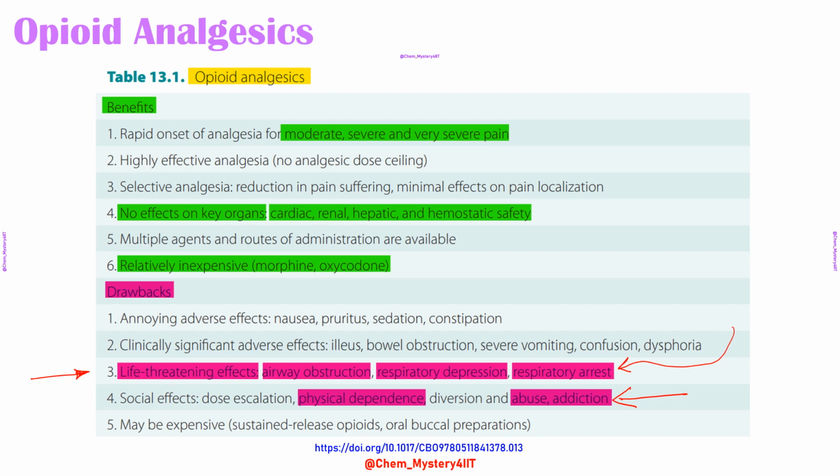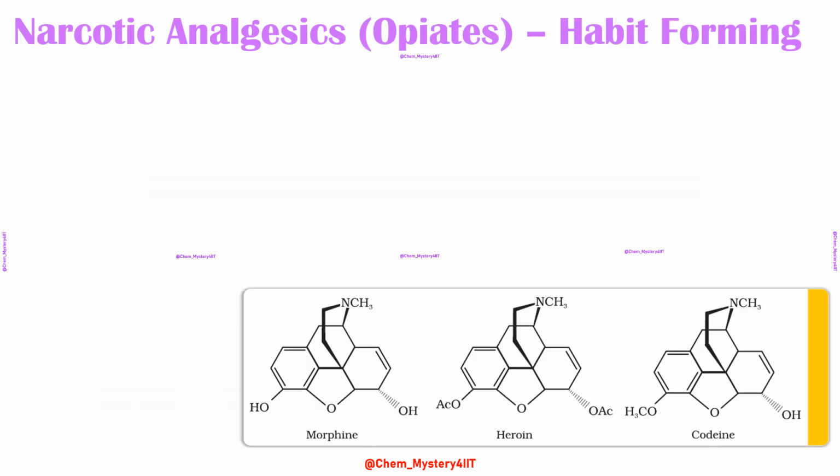So that was about the opioid analgesics, and here we have these opioid analgesics which we are saying are habit forming: morphine, heroin, and codeine. In fact, morphine and heroin are related, and codeine is also related. The only difference is morphine has a phenolic and alcoholic functional group, heroin has esters. So these two hydroxyl groups are replaced by acetyl ester, and in codeine, one of the phenolic groups has been converted into methyl ether. Another alcoholic group is remaining as such.